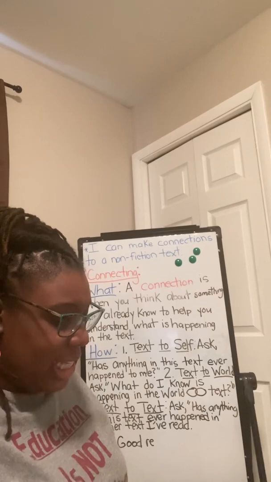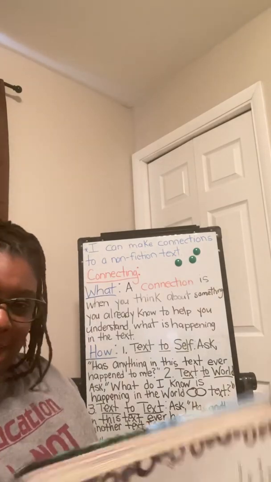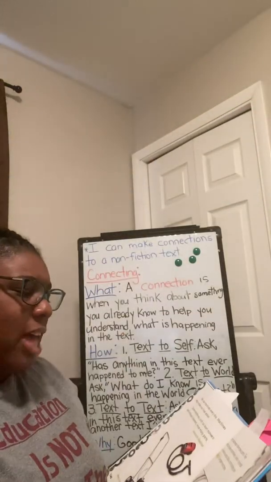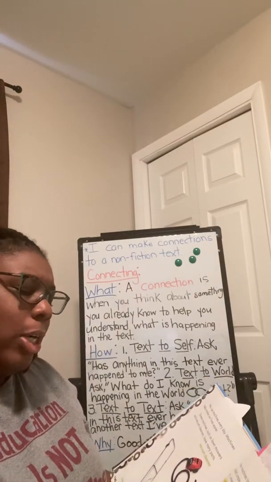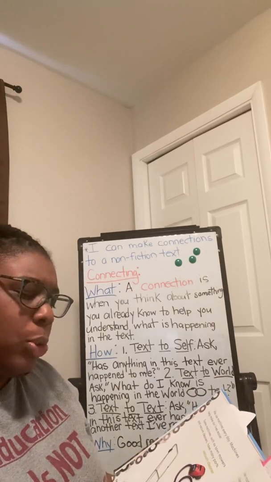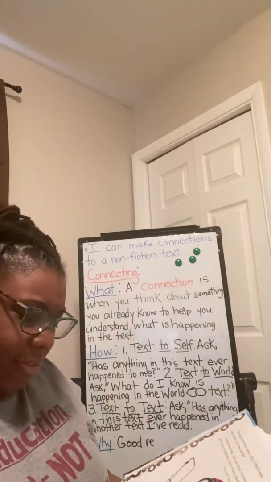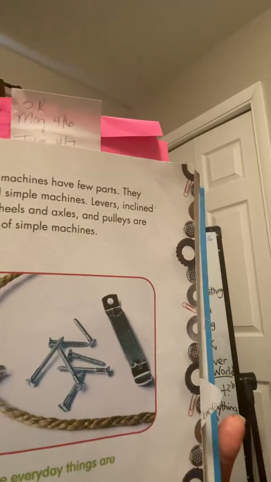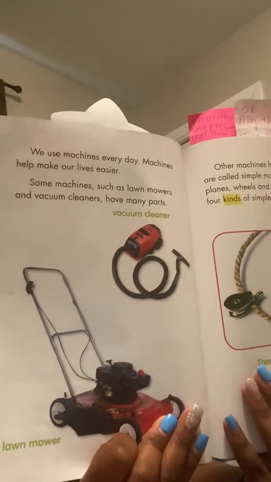Some machines, such as lawnmowers and vacuum cleaners, have many parts. Other machines have few parts. They are called simple machines. Levers, inclined planes, wheels and axles, and pulleys are 4 kinds of simple machines. These everyday things are simple machines. So over here are simple machines, very few parts. Where the vacuum and the lawnmower are machines that have a lot of parts.